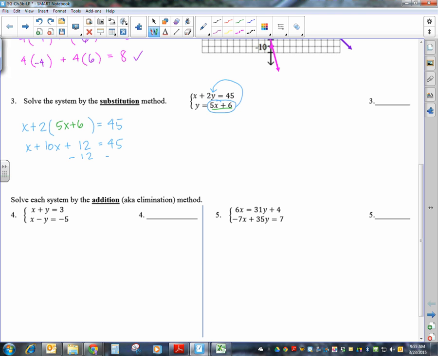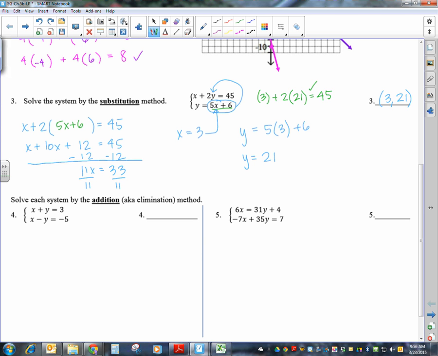And I'm going to subtract 12 from both sides and find out that x plus 10x, of course, is 11x. 45 minus 12 is 33. Divide both sides by 11, and you'll find out that x equals 3. So if x equals 3, remember, each time we do this, we're looking for an ordered pair as our solution. So if x equals 3, I'm going to plug it in right there for x to find out what y is. So y equals 5 times 3 plus 6, and y equals 21. So my ordered pair is 3, 21. And again, you can check it. Now I already put it into this one, so to check it, you really only have to put it in that first one. 3 plus 2 times 21, does that equal 45? 2 times 21 is 42, and 42 plus 3 is 45.